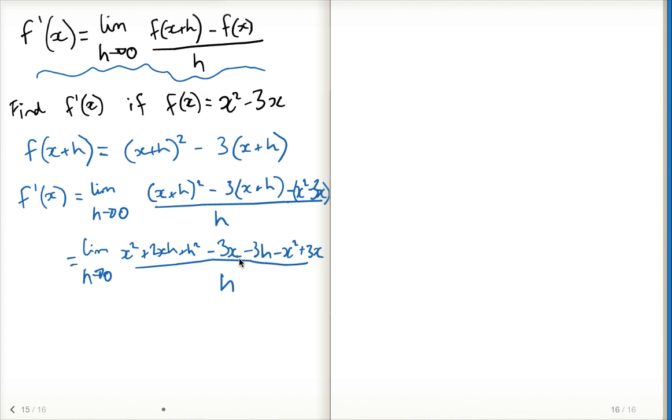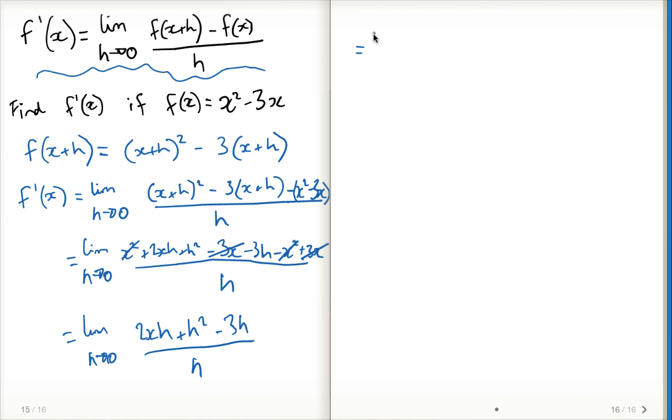Okay, all of this works out nicely. I've got minus 3x here and plus 3x. They cancel out. I get x squared over here, negative x squared over here. They cancel out. So what I get left with, limit as h approaches 0, is 2xh plus h squared minus 3h over h.